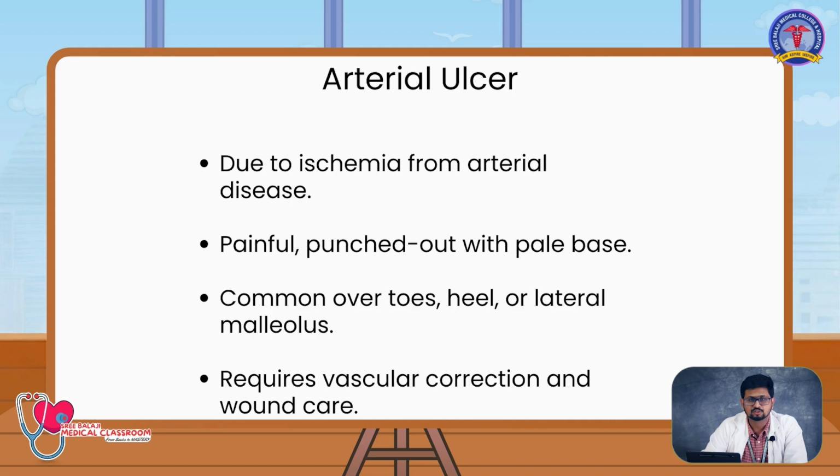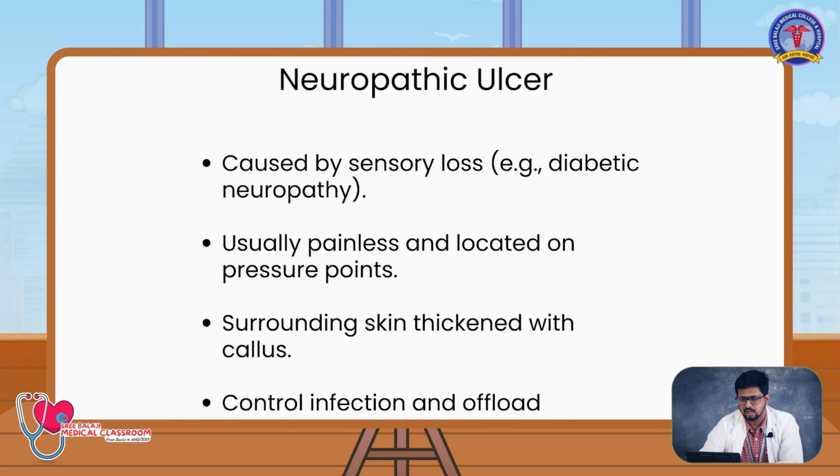Arterial ulcer is commonly due to ischemic changes in the vessels. Usually it is painful and punched out with a pale base, common over the toes, heels and lateral malleolus, and requires vascular correction and wound care. Neuropathic ulcers are caused by sensory loss, and the most common cause is diabetic neuropathy. Usually they are painless, located on pressure points, with thickened surrounding skin and callus formation. Controlling the infection and offloading procedures can help treat these conditions.